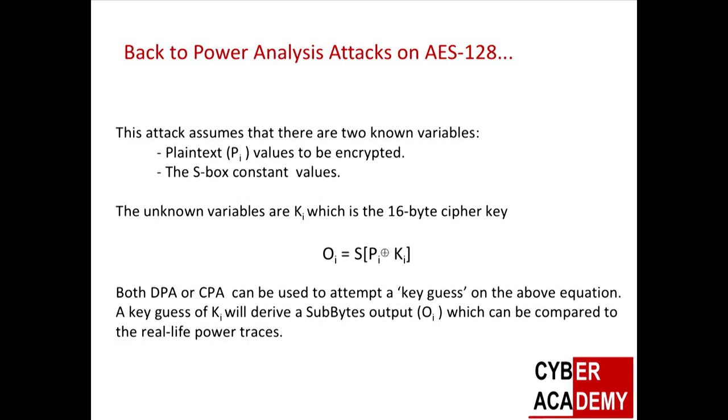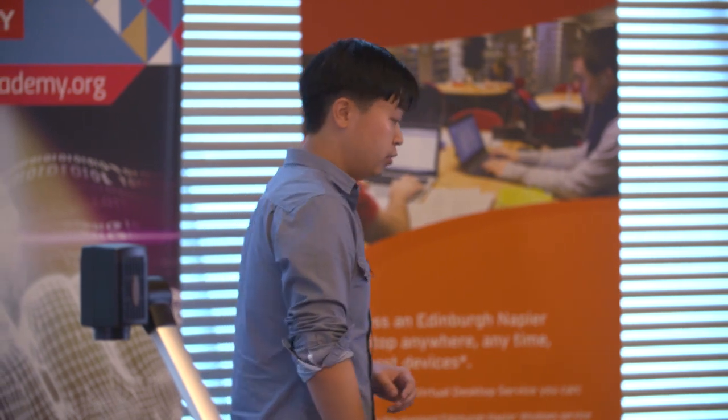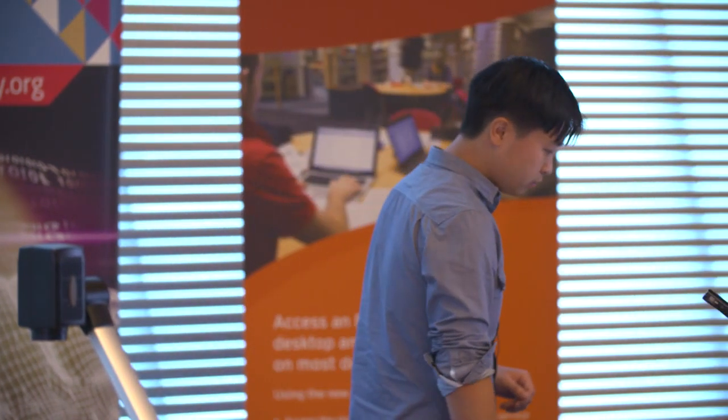Rijndael's S-box constant values are, like I said before, publicly available, so that's not an issue for an attacker. But I must admit that plaintext values are potentially a bit difficult for the attacker to either observe or even have the capability of knowing. So within the scope of this attack, we have to assume that the attacker does have the capability of feeding in new plaintext values to a cryptographic device, or otherwise it simply won't work. The third variable, naturally, is our 16-byte cipher key that we want to try and solve using power analysis.